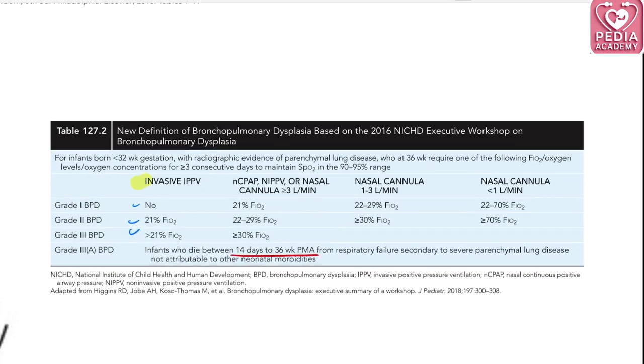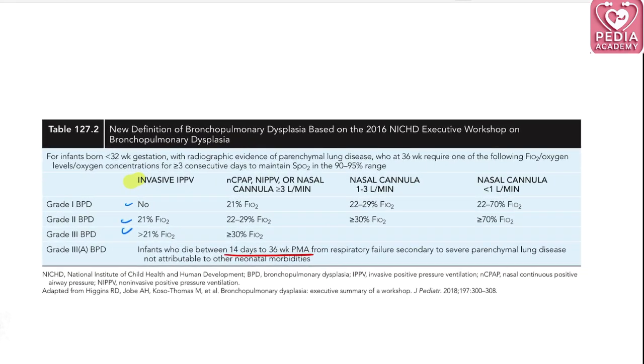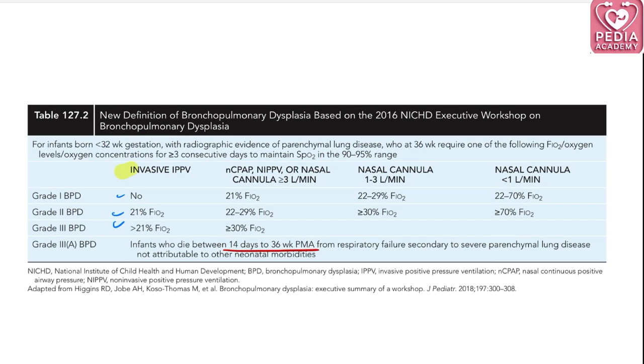We have discussed BPD. This is the new definition of BPD. Basically, what they say, for infants born less than 32 weeks of gestation with radiographic evidence of parenchymal lung disease, who at 36 weeks require one of the following FiO2 oxygen levels for more than 3 days to maintain SpO2 in the 90 to 95% range. So basically, they have discussed this.